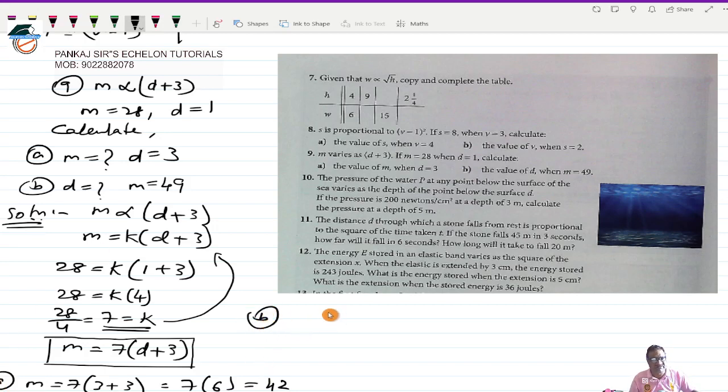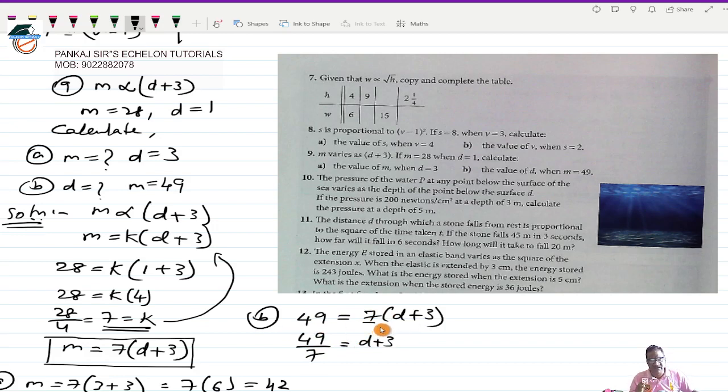For B, let us find out the value of D when M is 49. So I'll put 49 for M equal to 7 times D plus 3. Now this 7 I'll bring below this 49. So 49 upon 7 equals D plus 3.